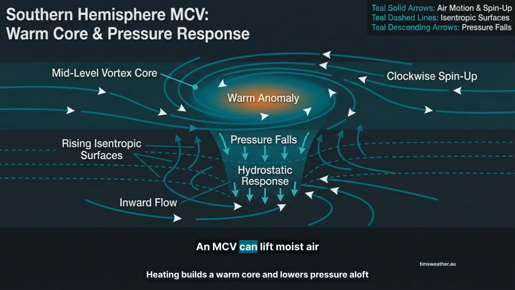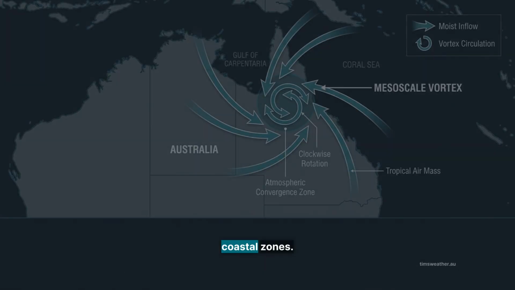An MCV can lift moist air repeatedly over the same area, helping new storms fire during afternoon heating or over hills and ranges. That is why they are linked with flash flooding, especially near complex terrain and coastal zones.